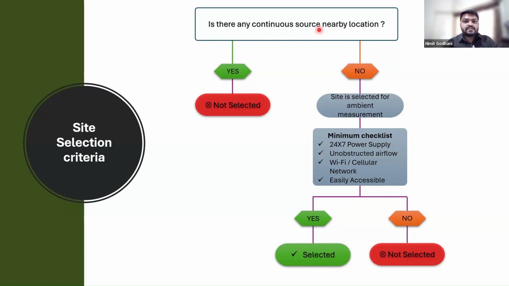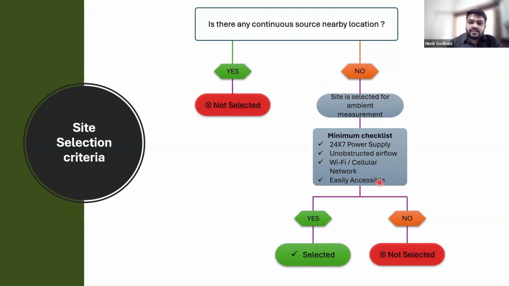So if there is a continuous source nearby, then the site is not selected. If a continuous source is not there, then we apply a checklist we made, so the site is selected for the ambient environment. The minimum checklist is: 24/7 electricity, unobstructed airflow, Wi-Fi or cellular availability, and easy accessibility.